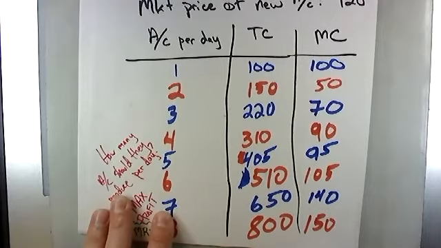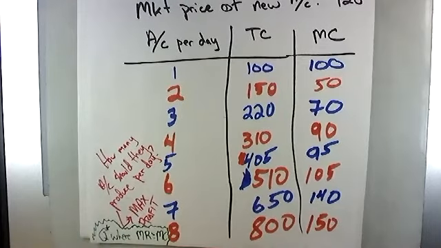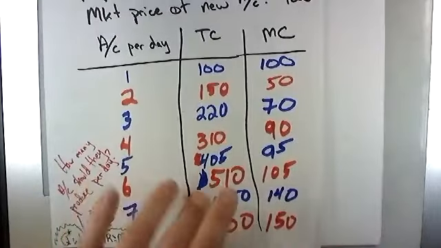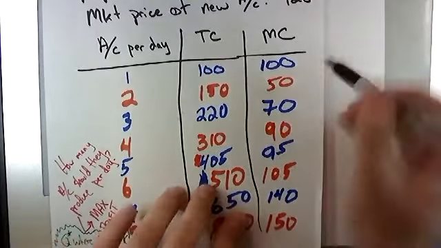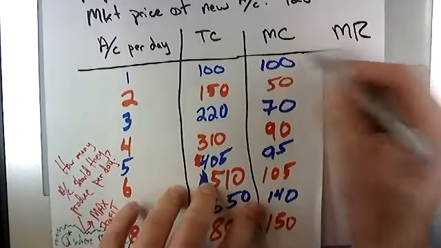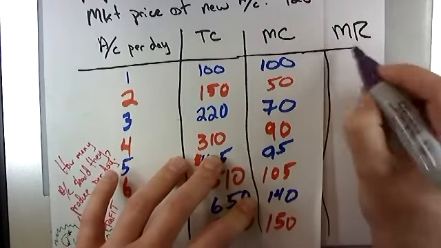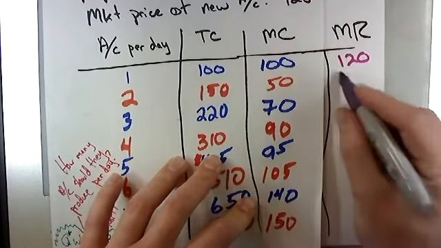Okay, so if you want, you can make a new column, but we don't really have, well, I guess we do have that. So let's make a new column. Marginal revenue. What's going to be in this column? 120. Every time.